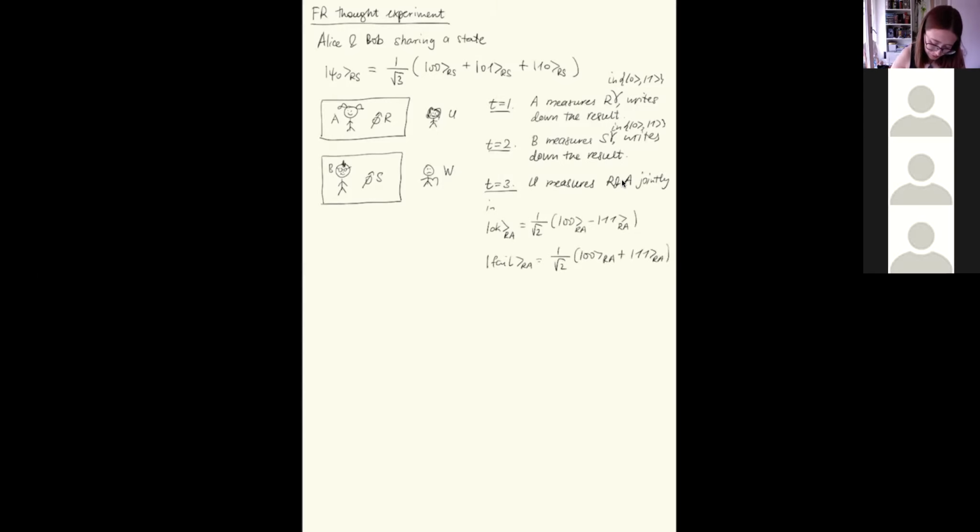Then at time t equal 4, finally Wigner measures B and S jointly in the basis OK SB, fail SB. And the OK and fail states that Wigner uses are essentially the same states that Ursula uses, up to the subsystems that they're applying this measurement to.